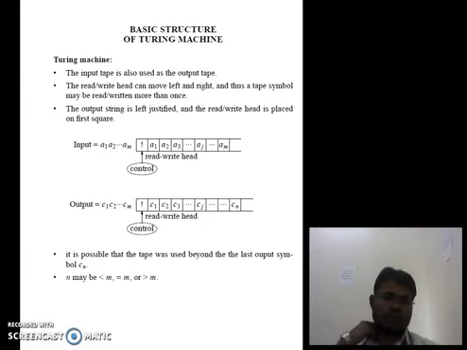Today I am going to talk about the basic structure of Turing machine. As we had discussed a few things in the classroom regarding Turing machine, once again I would like to stress a few points about Turing machine: that there will be an input tape and also an output tape. The assumption is made as if the tape is infinite in length.